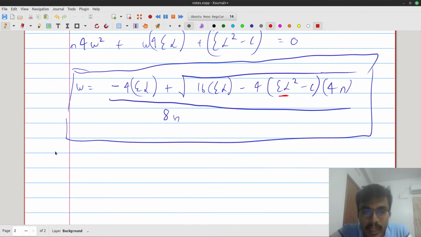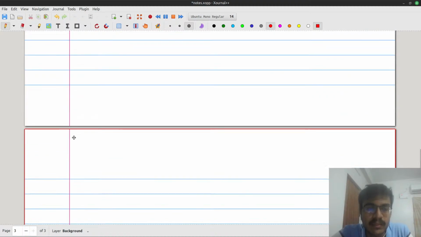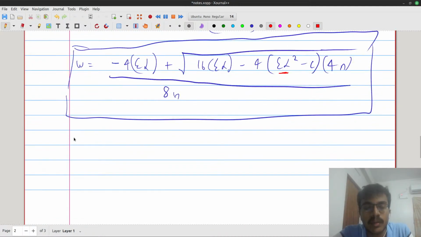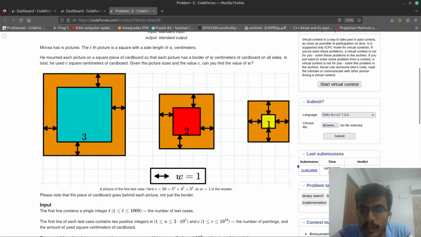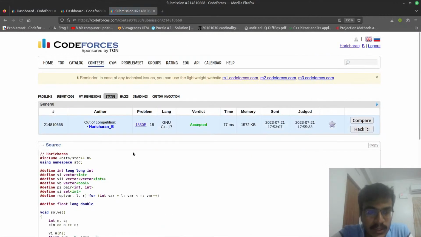So that was basically my algorithm for finding what W is. You can do binary search also, just binary search over the correct value of W, but I guess this was a bit easier to implement. So I'll show you my solution for this.